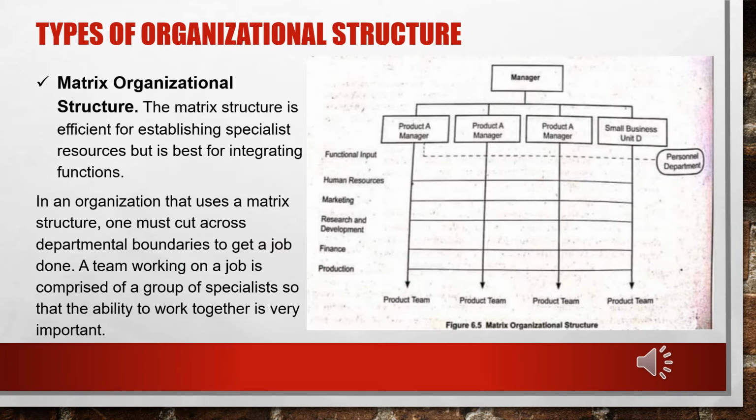Matrix organizational structure. The matrix structure is efficient for establishing special resources but is best for integrating function. So, si matrix organizational structure ay mayroong more than one line of reporting managers. In short, si employee ay mayroong more than one boss. Example nito is employee, mayroon siyang two boss, isa sa functional at isa sa production.